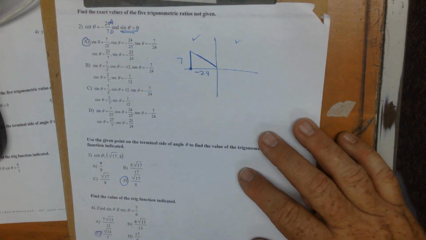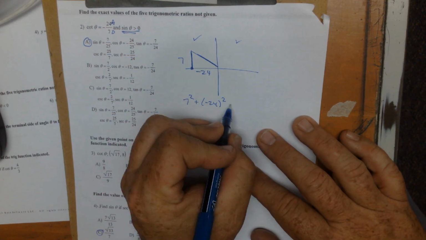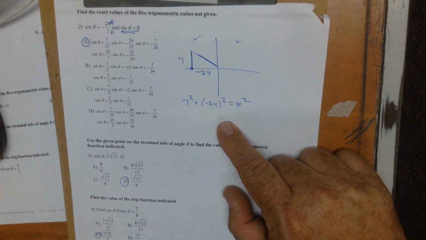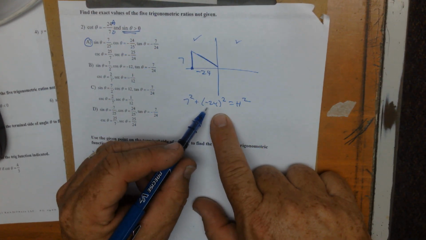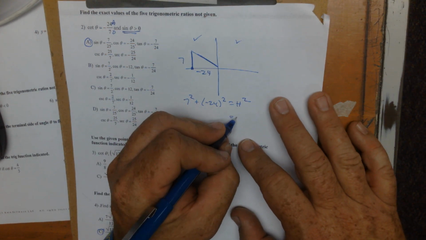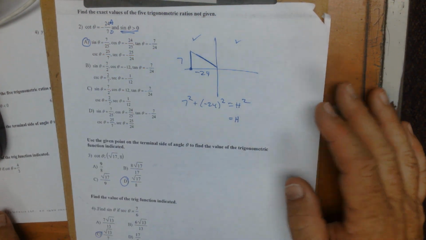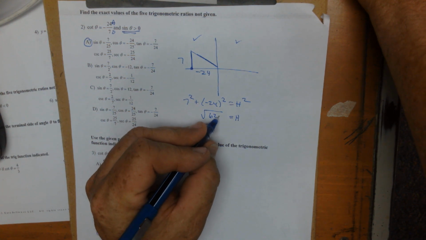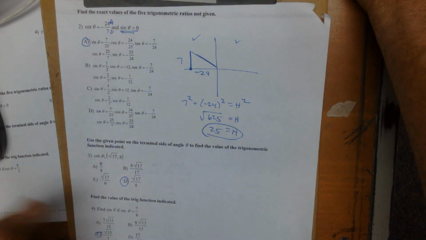It's got to be the negative over here. So we've got that piece. And then I'm going to do 7 squared plus -24 squared equals hypotenuse squared. And that's going to give me my hypotenuse that I need. Plug that into your calculator, and you get 625 in there somewhere. Square root of 625, and the hypotenuse is 25. So we get that right there.